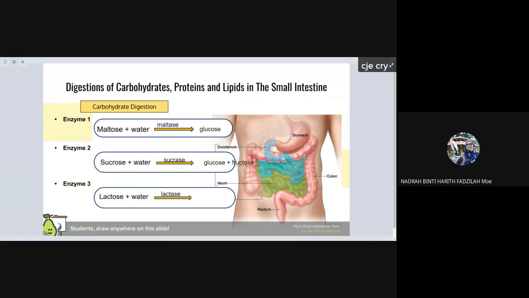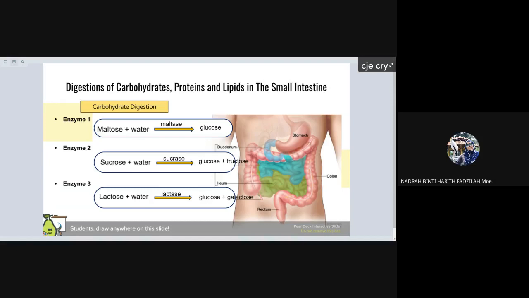Okay, so as I mentioned before, the ileum produces many types of enzyme. Kali ni kita fokus on enzymes that are involved in carbohydrate digestion. So when the food arrives at the ileum area, most of the carbohydrate that arrives there is in the form of disaccharide. Belum lagi simple molecule, kita kena break down lagi.